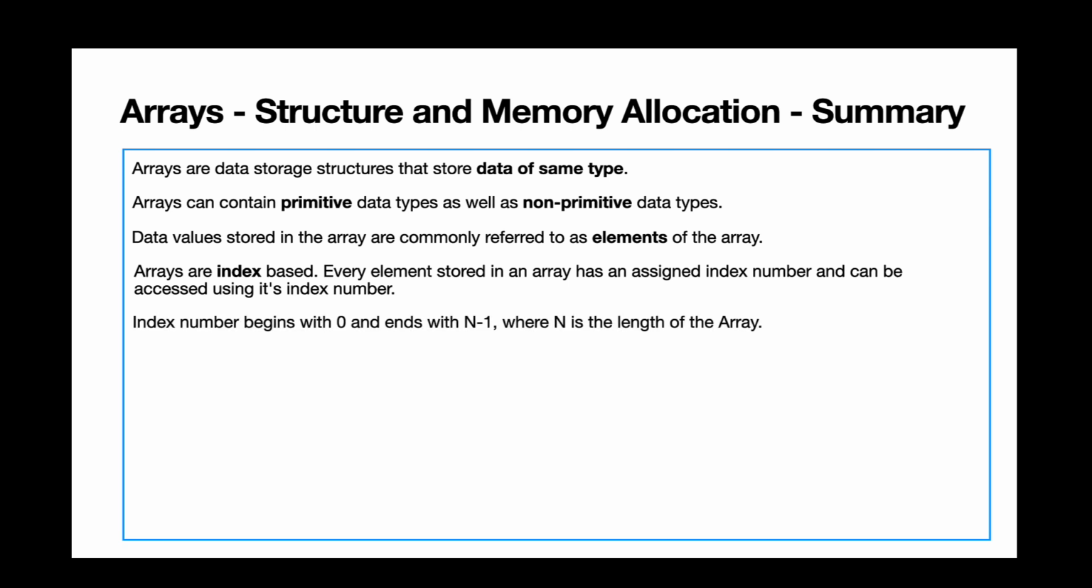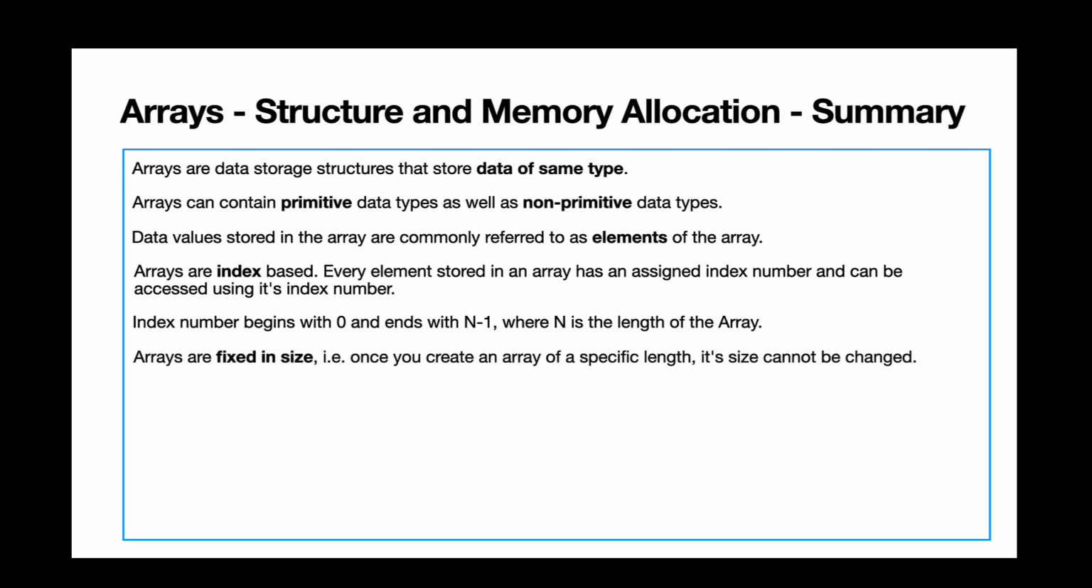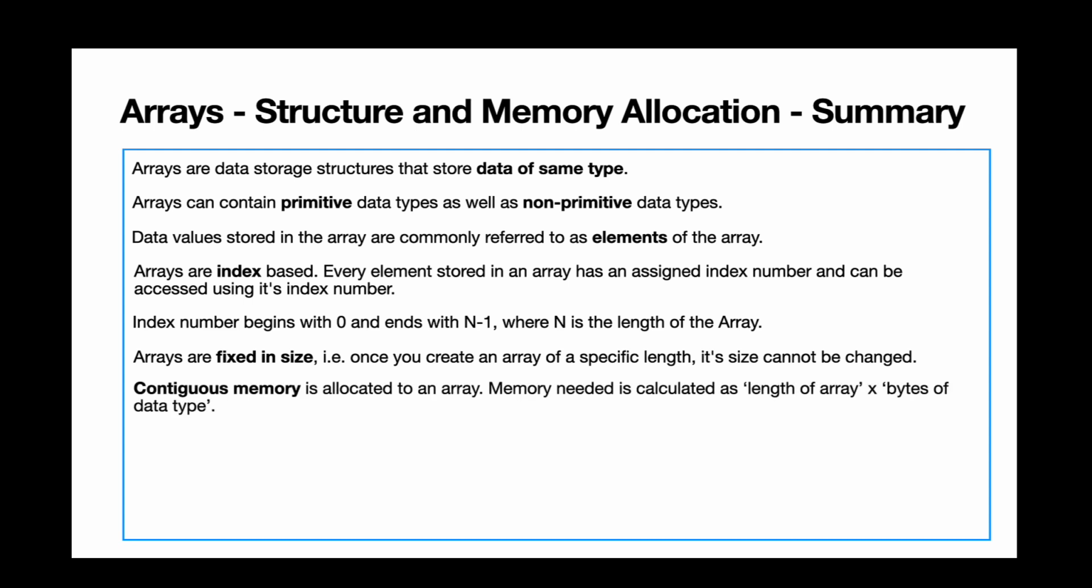Index number begins with 0 and ends with n-1, where n is the length of the array. Arrays are fixed in size, that is, once you create an array of a specific length, its size cannot be changed. Contiguous memory is allocated to an array. Memory needed is calculated as length of array times bytes of data type.